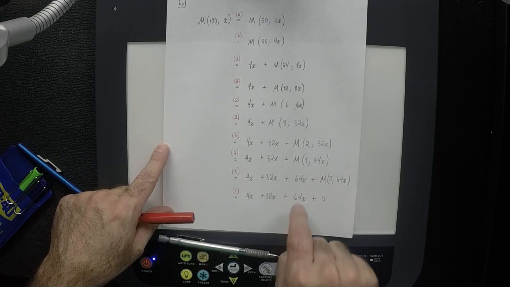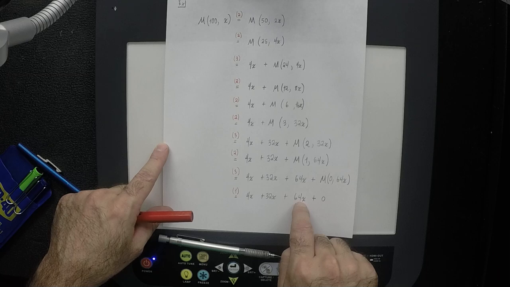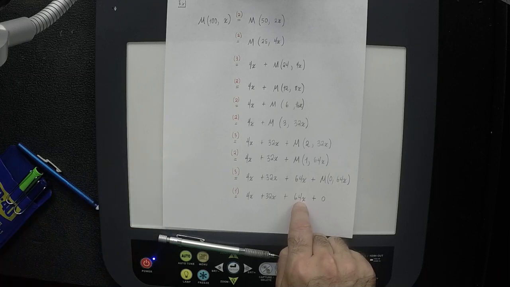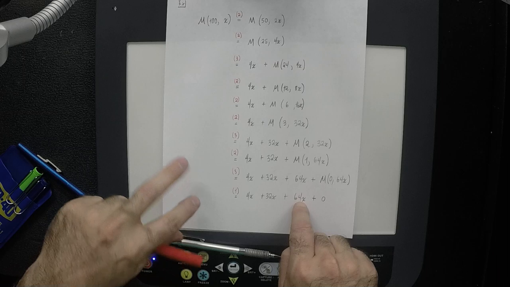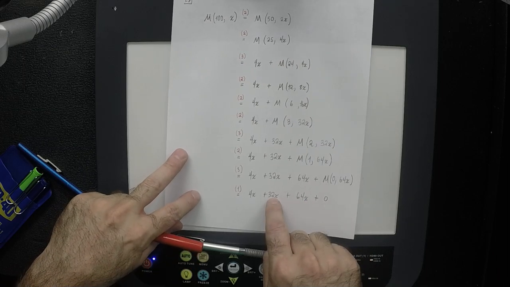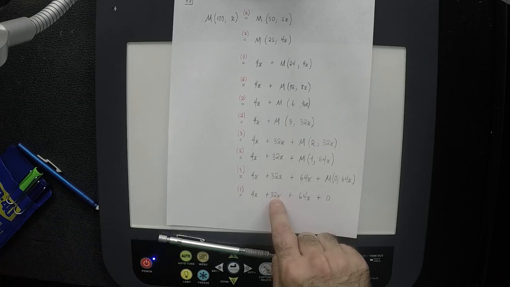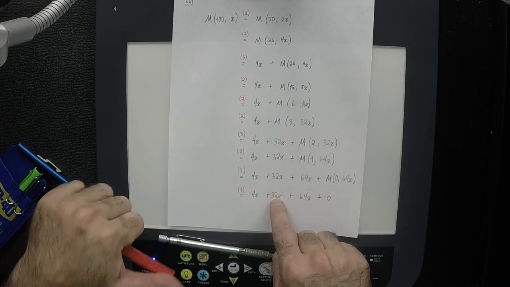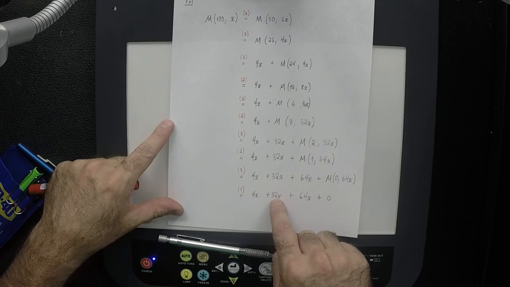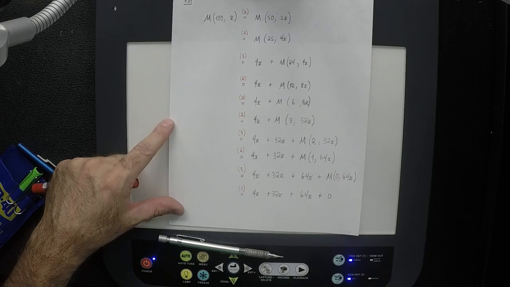Right? Because this is the biggest power of 2 that you can take away from 100. 64 is the biggest power of 2 you can take away from 100 without overshooting. Then you would have 36 left. And then the biggest power of 2 you can take away from 36 without overshooting is 32. If you take 32 from 36, you have 4 left. Then the biggest power of 2 you can take away from 4 without overshooting is 4.